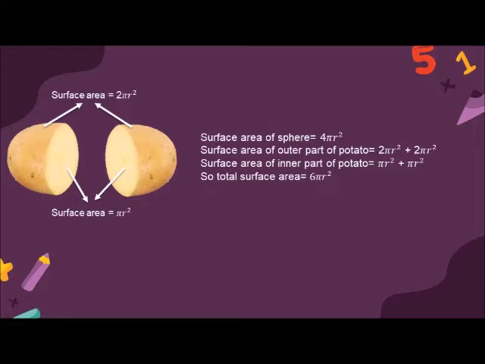When we dice the potato into two parts, the surface area of the sphere would be 4 pi r square. The surface area of the outer part of the potato would be 2 pi r square plus 2 pi r square. The surface area of the inner part of the potato would be equal to pi r square plus pi r square. So the total surface area would be equal to 6 pi r square.